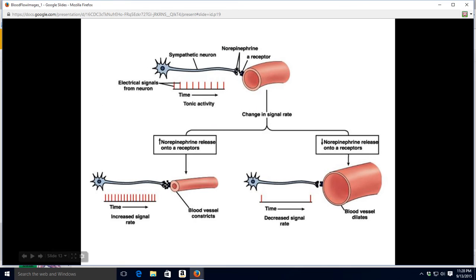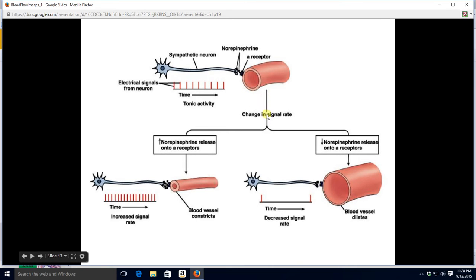So here we see an arteriole up here. There it is. We see a sympathetic vasomotor neuron. Notice how it has tonic activity. The neuron is always sending action potentials, zoom, zoom, zoom, down its axon, and that's causing the release of norepinephrine a little bit all the time onto this blood vessel right here. So this blood vessel is neither fully relaxed nor fully contracted. And what this does is it allows for twofold adjustment.